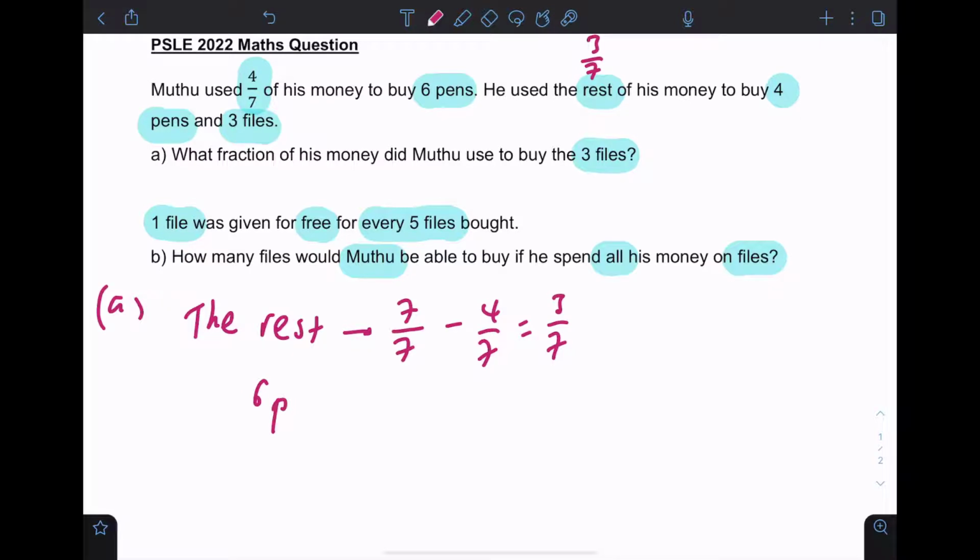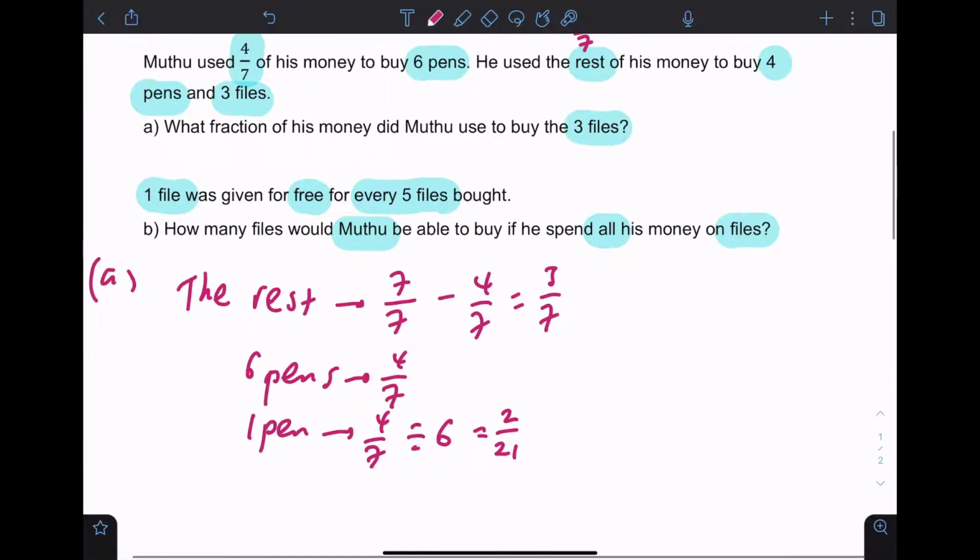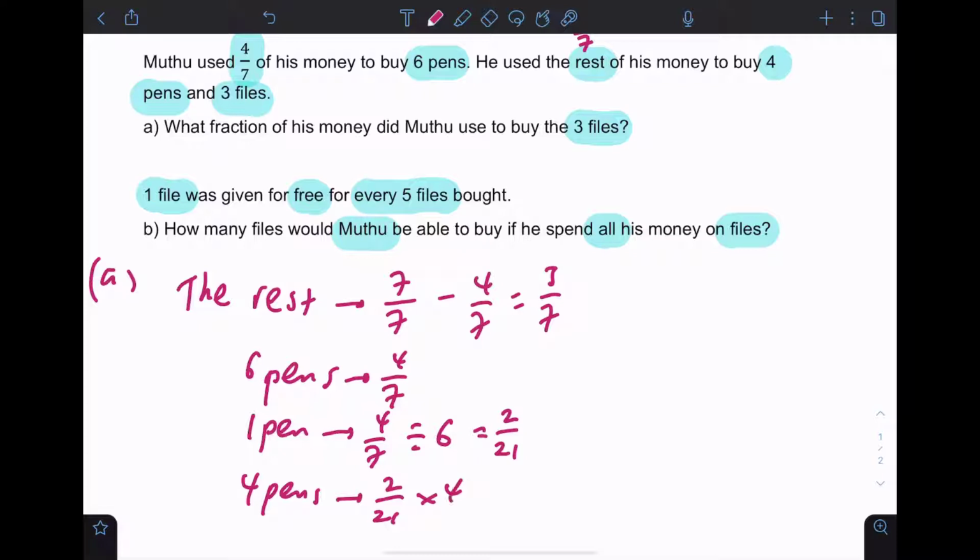Okay, so again, we need to take away the pens so that we focus only on the files. So we know that 6 pens cost 4/7. We can then find the cost of 1 pen in terms of fraction. Okay, 4/7 divided by 6. This will be 2/21, and then we can find what 4 pens cost in terms of fraction. 2/21 times 4, so it's 8/21.